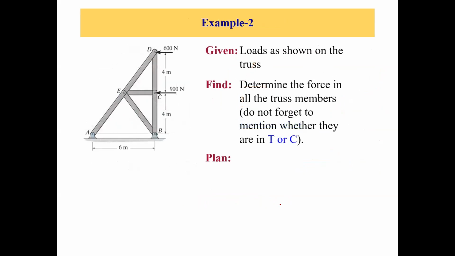Okay, let's quickly go over to example 2. This is another simple truss. The loads are as shown. We have 600 newtons and 900 newtons, two external forces, and we need to determine the forces in all the truss members. We need to make sure that we write whether it's a tension or a compression. This part is really important. You need to show in your answers if it's a tension or a compression.